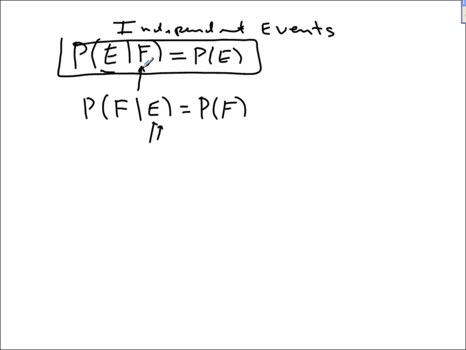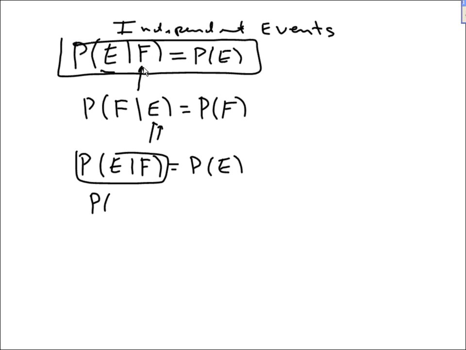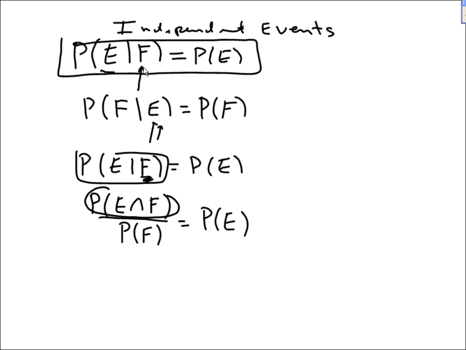But we can come up with a cleaner one. Let me write this down again, and we'll do some very basic math. First, I'll use the definition for this one. This is P of E intersect F divided by the probability of that one. And I'm not going to touch the right-hand side. Just keep in mind that this is a number. It's between 0 and 1.